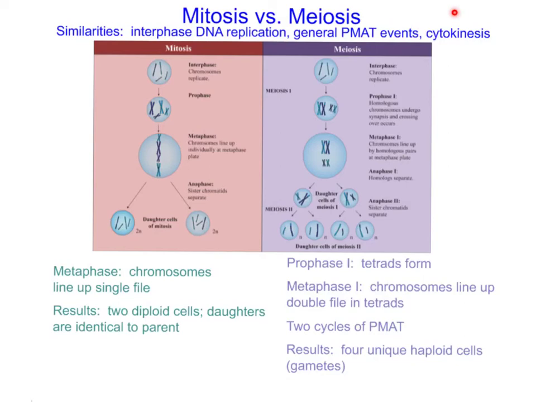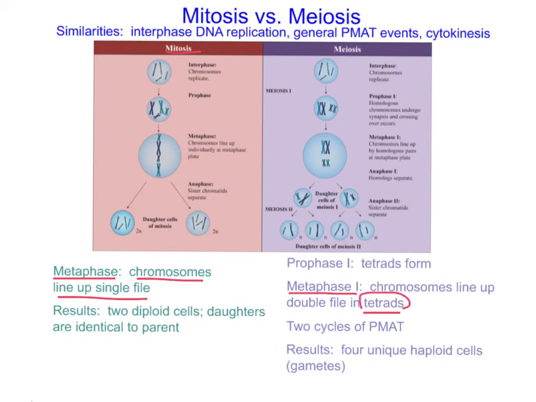In mitosis, during metaphase, the chromosomes line up, single file, right? Whereas in meiosis, in metaphase 1, we have the tetrads lining up. So the chromosomes are lining up double file in formation because they're in the form of tetrads.